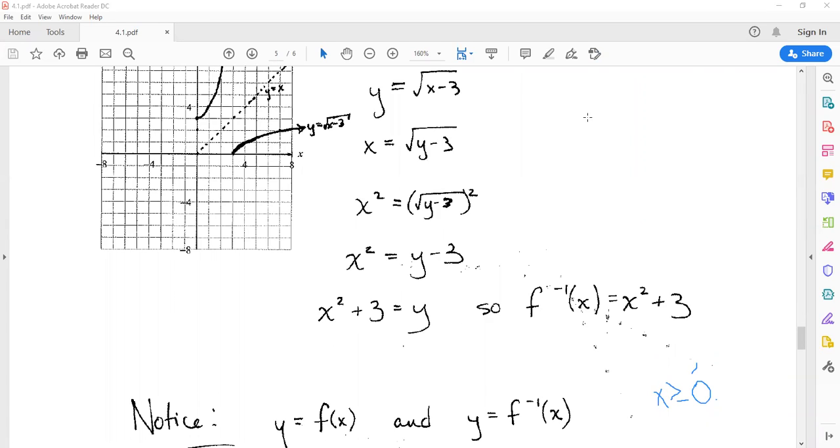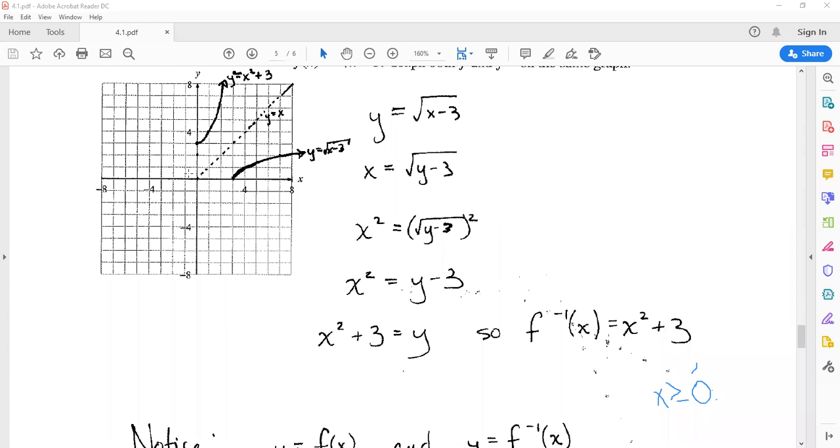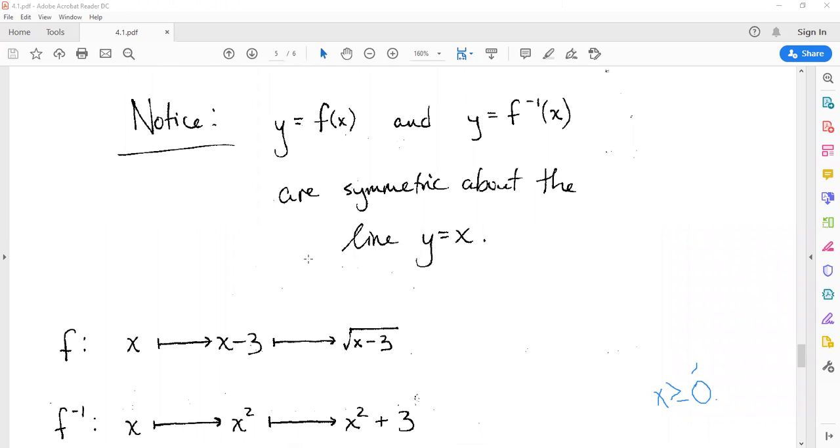So again, maybe we should think about this from the standpoint of what happens to x. Again, we can see that these graphs are symmetric about the line y equals x. That's beautiful. But let's think about what happens here, starting with x. So f of x takes an x, first subtracts 3 from it, and gives you x minus 3, and then takes the square root of that. So how do we undo that?